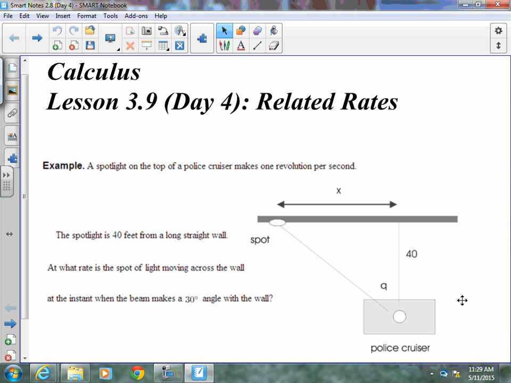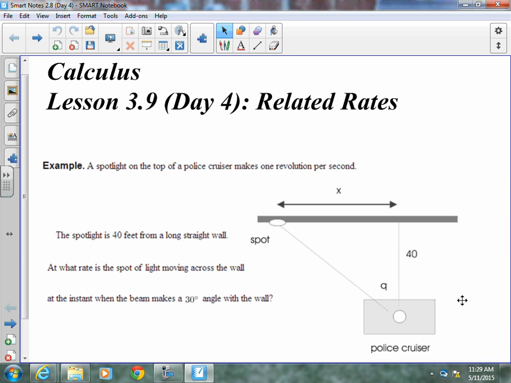Today we're going to talk about one more example of a related rate. We've been doing lots of these in class, but I want you to see me work out a few that are not alike, kind of a variety from what we've been working out in class.